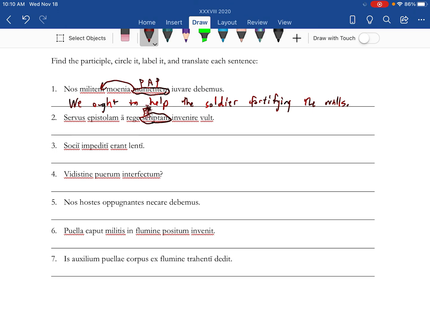Here's our participle. It's a perfect passive participle. Modifying epistolum. The servant wants to find the letter having been written or written by the king.